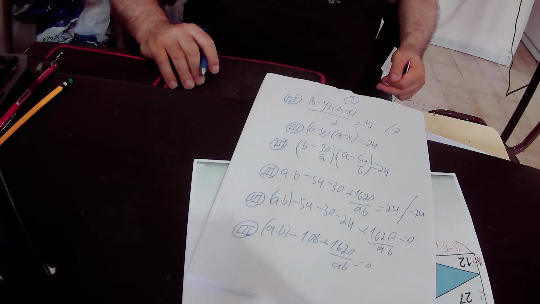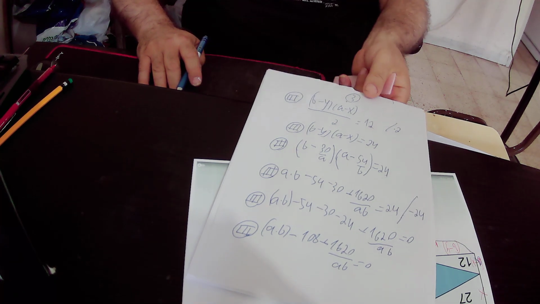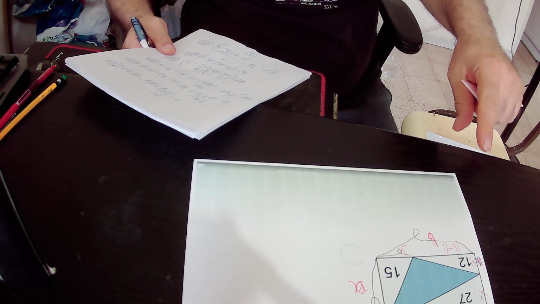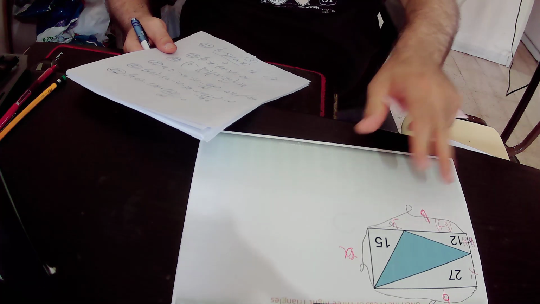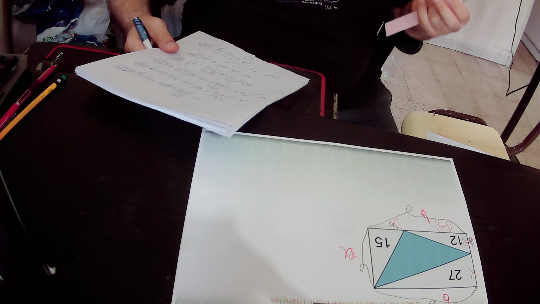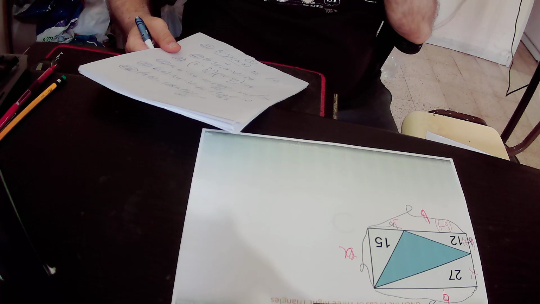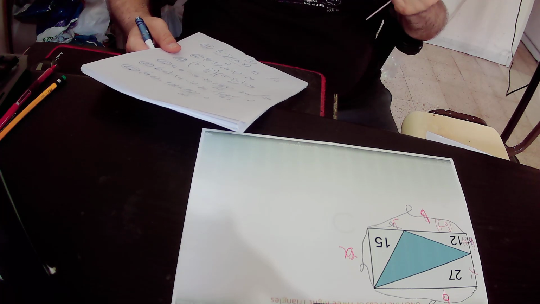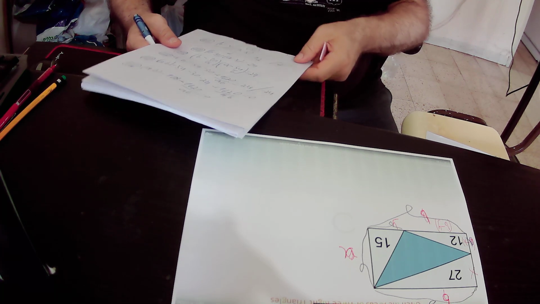Now we can multiply both sides of the equation by A times B because A times B can never be 0. A is the width of the rectangle, it must be positive, and B is the length of the rectangle, it also must be positive. When you multiply two positive numbers, you will always get a positive number, so it can never be 0, so we can multiply both sides of the equation by AB.